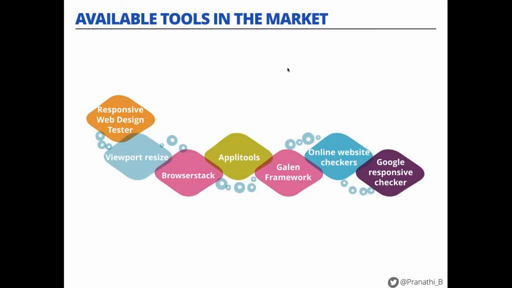There are also other tools available which help you automate this testing instead of just doing it manually. Top examples are BrowserStack, Applitools, Galen Framework, and there are also online solutions where you just enter your web URL and it takes screenshots at different resolutions and gives you a report on where it is looking good or where it's broken. So for today's session, we are going to discuss Galen Framework.